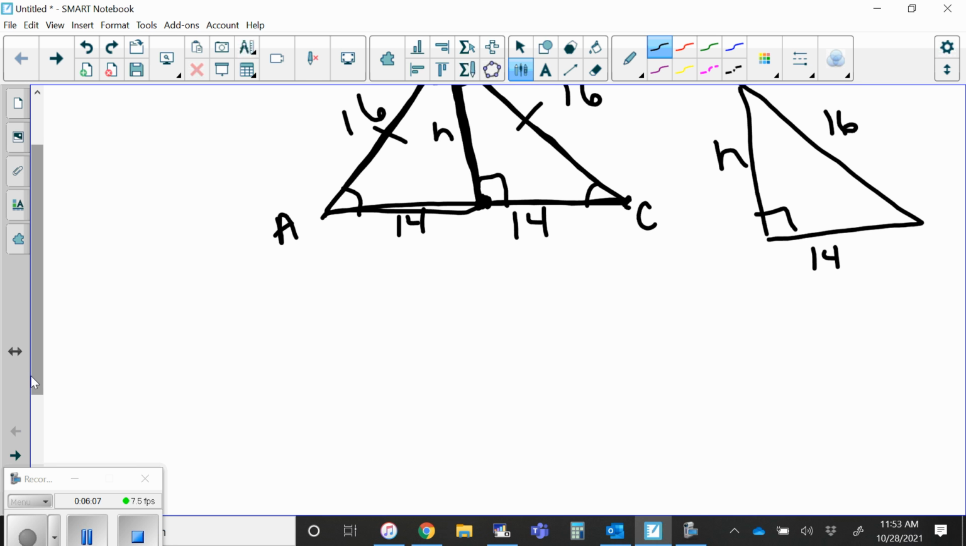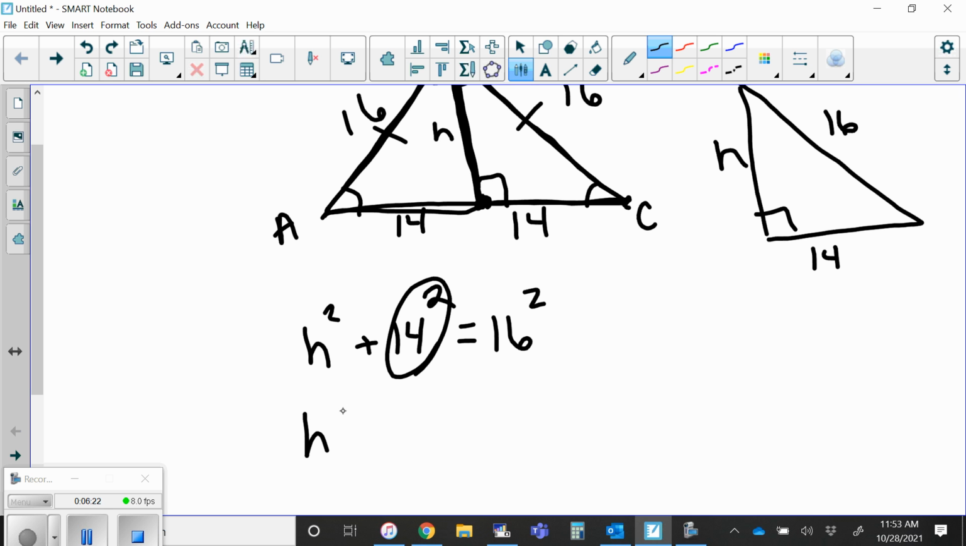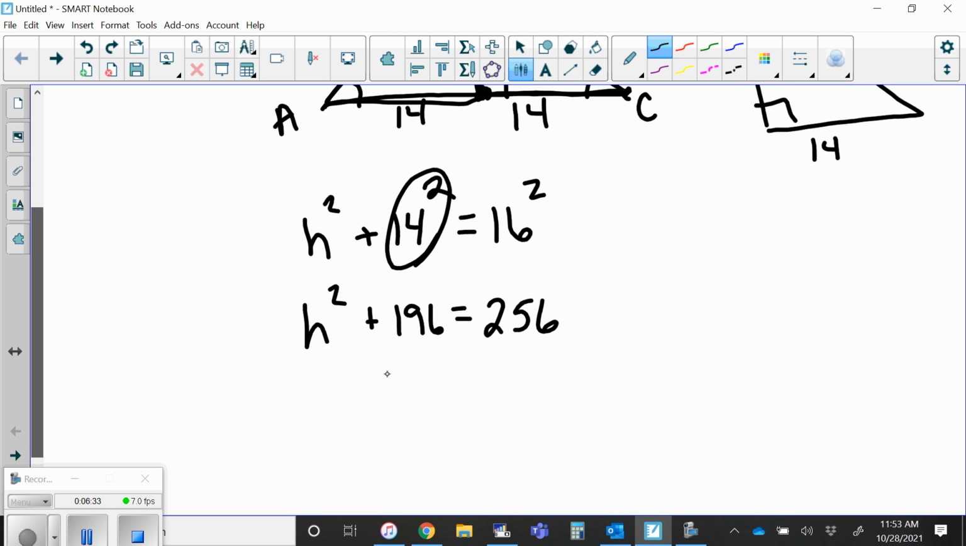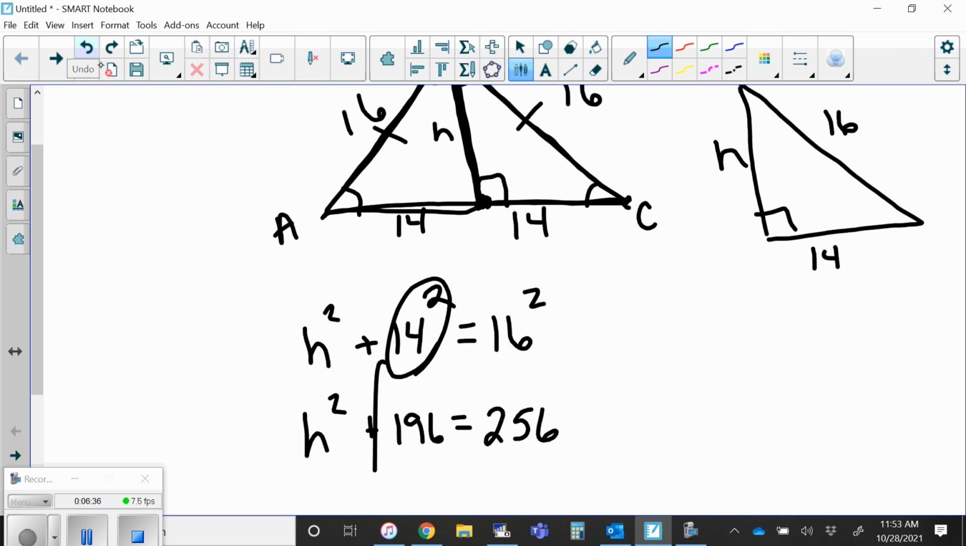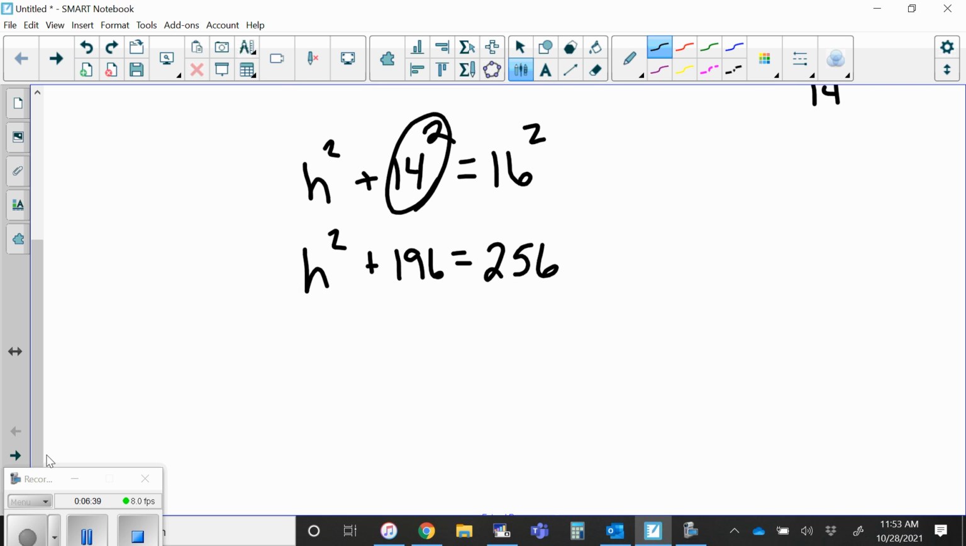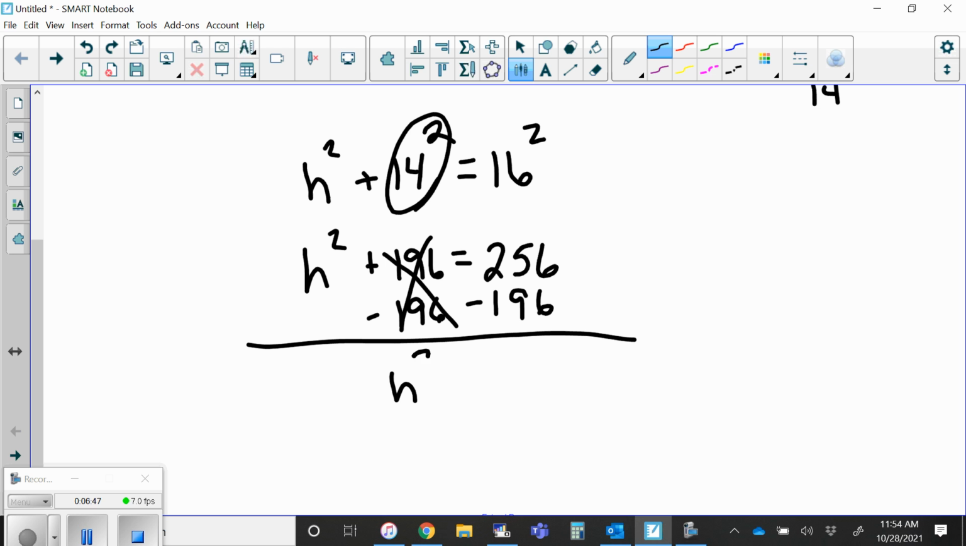Let's set this up. 14 squared plus H squared equals 16 squared. Does everybody at least understand that part now? Put this in your calculator. That just means 14 times 14. What'd you guys get? Equals, what's 16 times 16? And then what am I going to do? H squared equals.